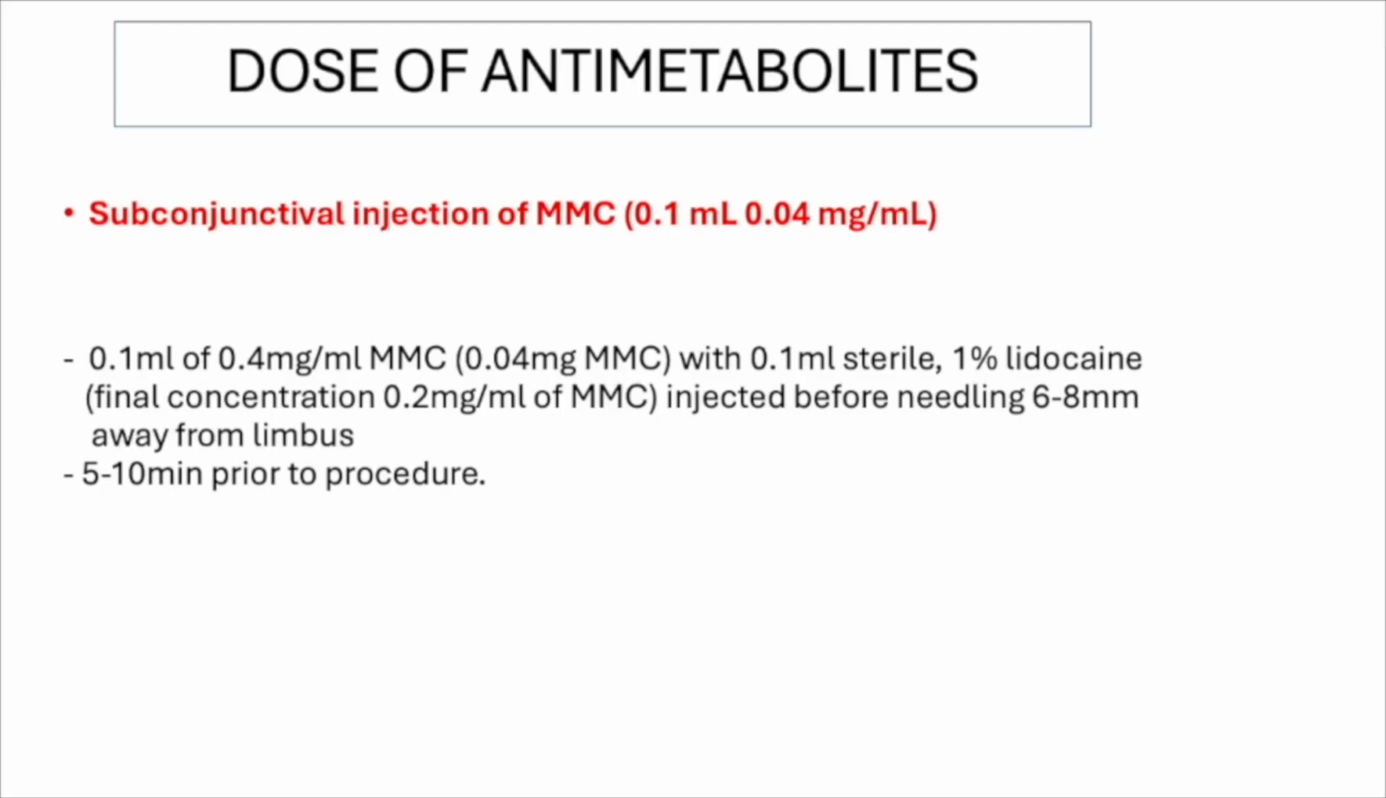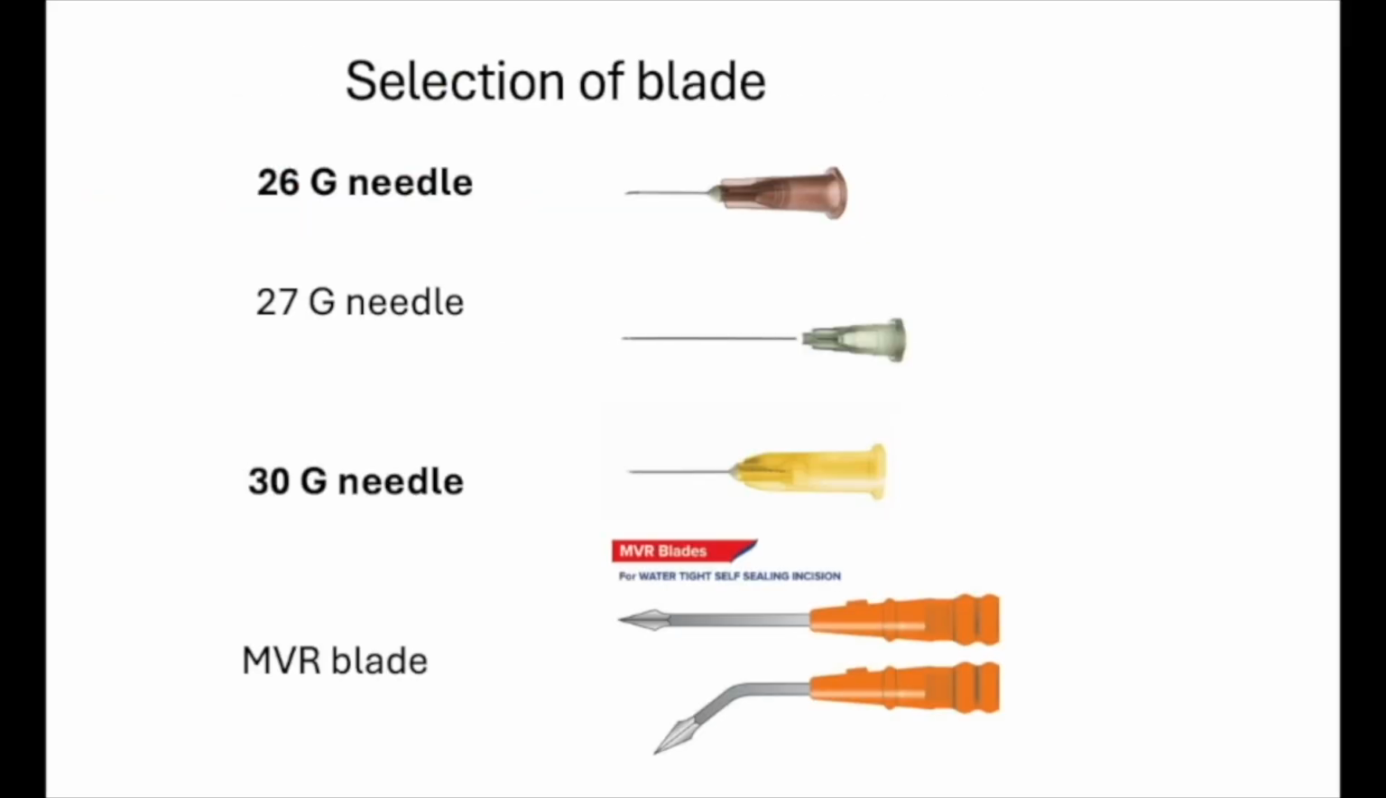If you are using mitomycin C, it should be 0.1 ml of 0.4 mg per ml MMC with 0.1 ml sterile 1% lidocaine, the final concentration being 0.2 mg per ml. It is injected 6 to 8 mm away from the limbus, 5 to 10 minutes prior to the procedure. Bleb needling can be done using a needle or an MVR blade.